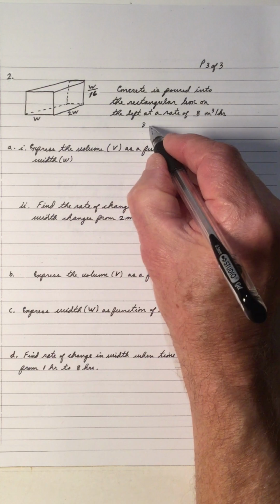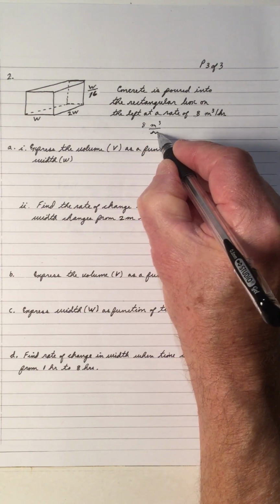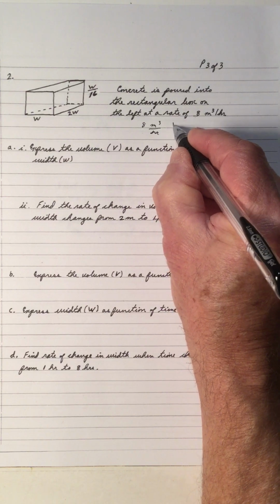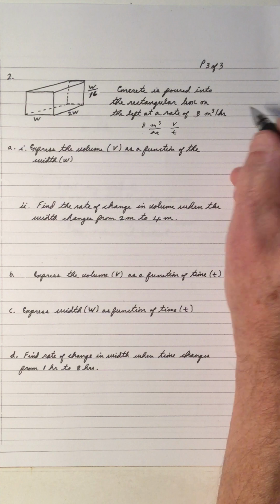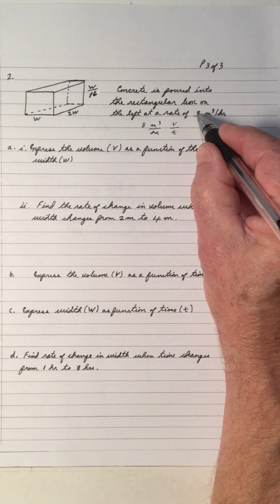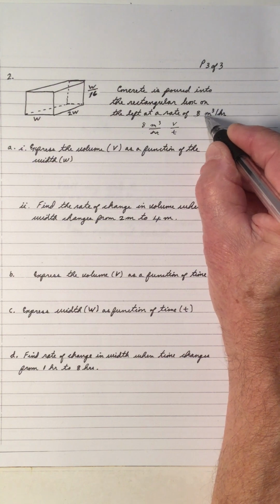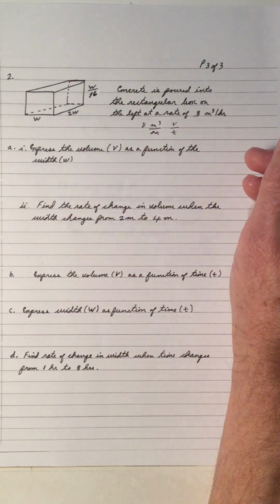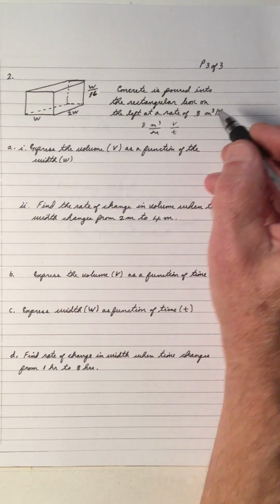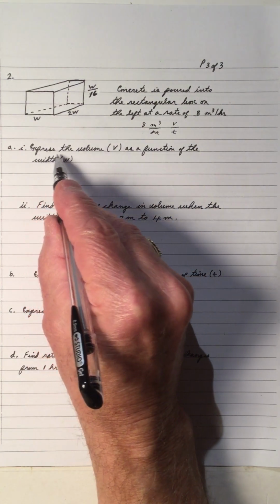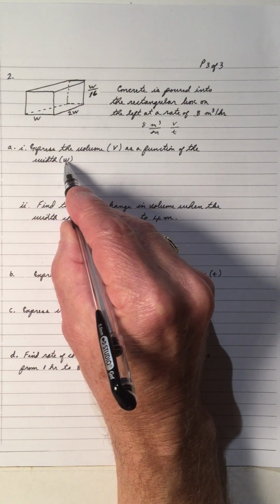So notice, 8 cubic meters per hour, that's a volume over time. So we're looking at a volume problem. If this was 8 meters squared, it would be an area, but this is a volume. So one of the first things we do here is express the volume V as a function of the width.